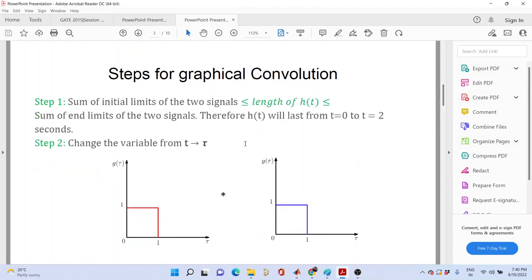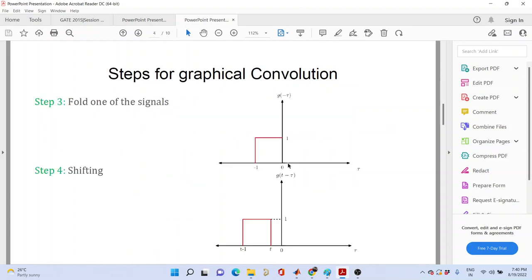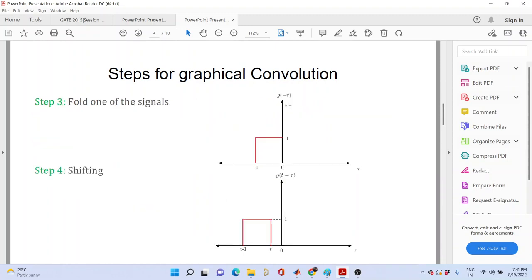Now the next step. What are the two expressions we have? g(tau) and g(t minus tau). I have already got g(tau). What I need is g(t minus tau). How to find g(t minus tau)? First, we find g(minus tau), which would be the folding of one of these signals. So you have folded this signal along the y-axis. So that is g of minus tau, the curve looks like this.